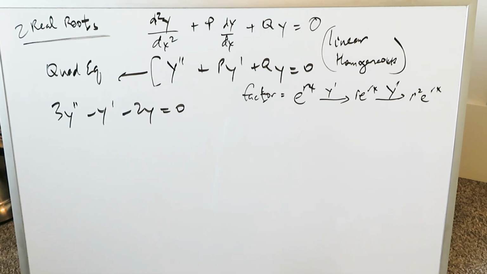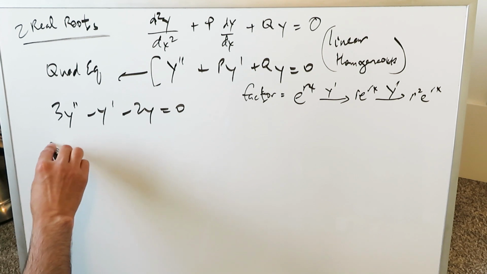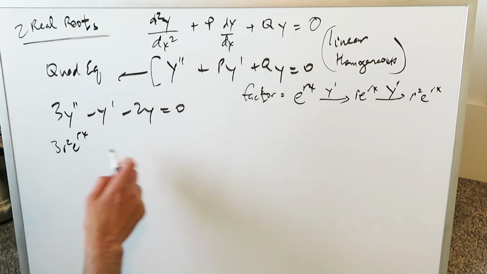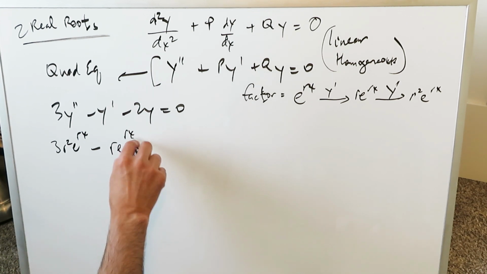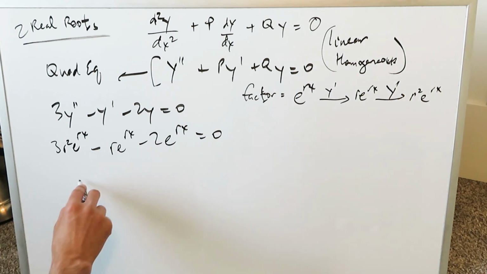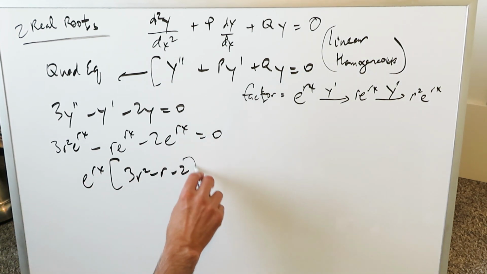The replacements, or your substitutions as you want to call it, come right over here. You're looking at 3 and then r squared e to the rx. That's this substitution. Minus r e to the rx minus 2e to the rx is equal to 0. Isolate your e to the rx factor, and then you have 3r squared minus r minus 2 equals 0.